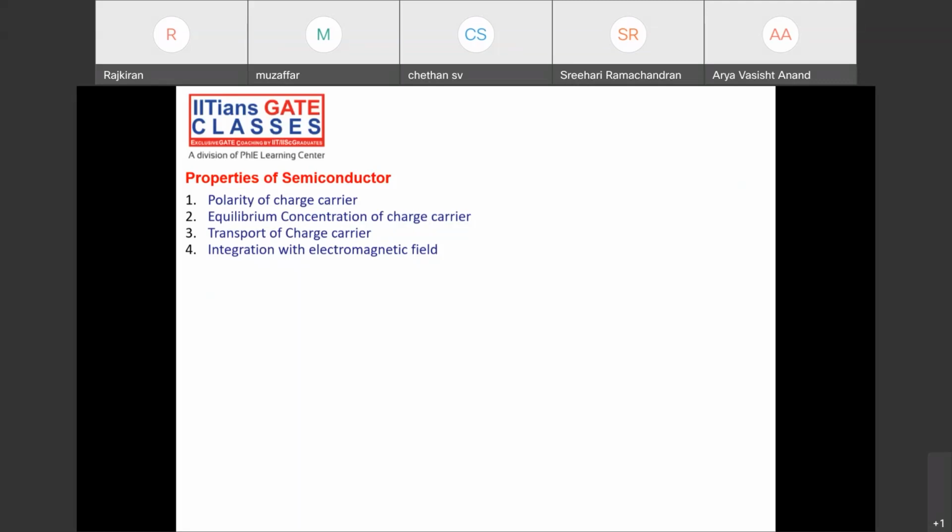So controllability is there in the semiconductor. You can control the conductivity, you can control the concentration, you can control the basic current voltage characteristic. Because of its controllability, this is used everywhere. Clear, guys?